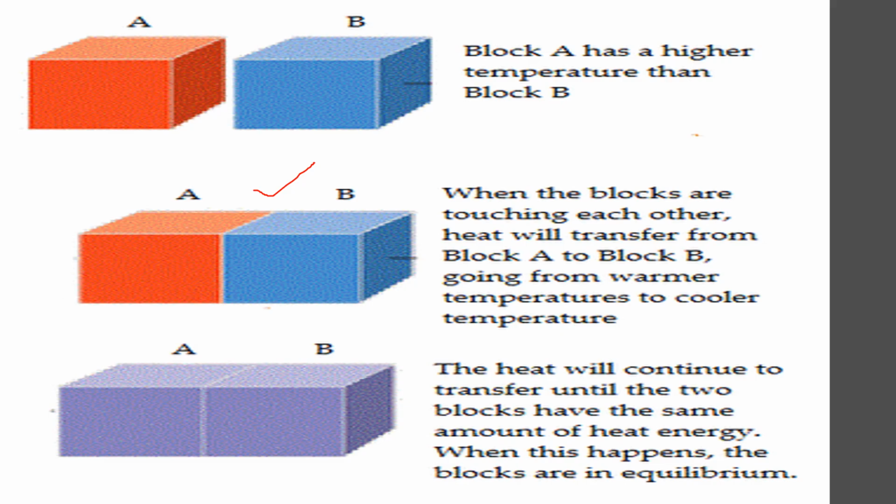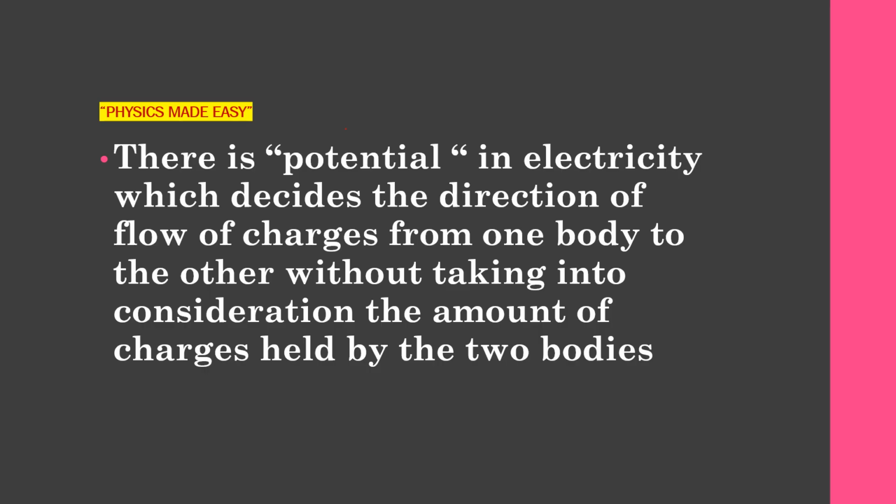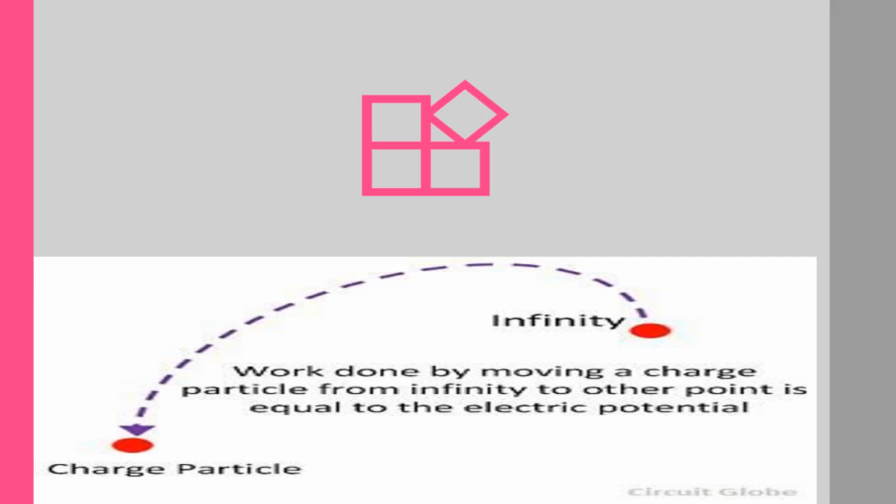So the heat will continue to transfer until the two blocks have the same amount of heat energy. When this happens, the blocks are in equilibrium. That's why this figure is shown in the same color for block A and block B, as both the blocks are in equilibrium. So there is a higher potential and lower potential, and this potential in electricity decides the direction of the flow of charge from one body to another body without taking into consideration the amount of the charges held by the two bodies.